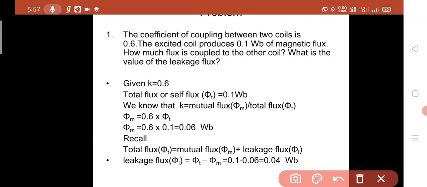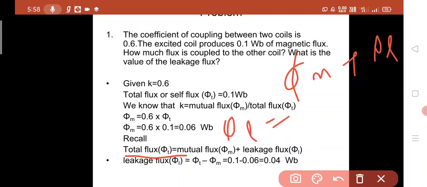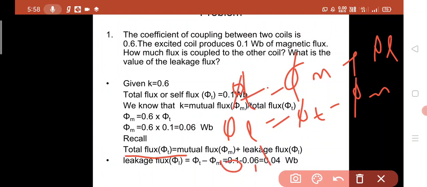This is the simple problem. Total flux φT is equal to mutual flux φm plus leakage flux φL. So leakage flux φL is equal to total flux minus mutual flux. Total flux is 0.1 and mutual flux 0.06, so the leakage flux is 0.04 Weber.